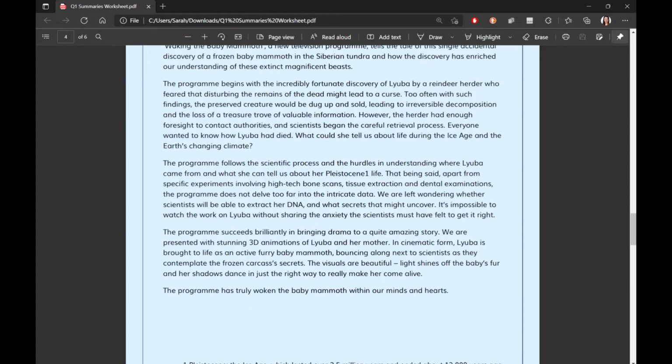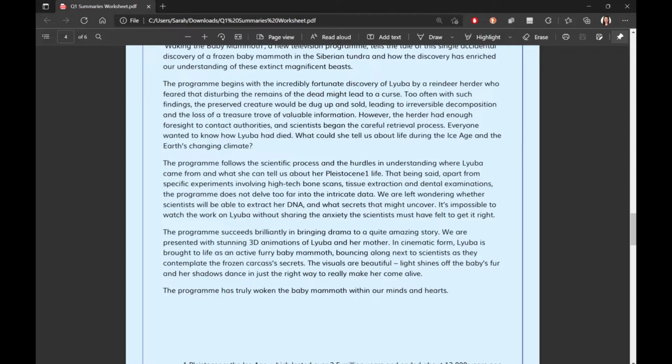The programme succeeds brilliantly in bringing drama to quite an amazing story. We are presented with stunning 3D animations of Lyuba and her mother. In cinematic form, Lyuba is brought to life as an active furry baby mammoth, bouncing along next to scientists as they contemplate the frozen carcass's secrets.